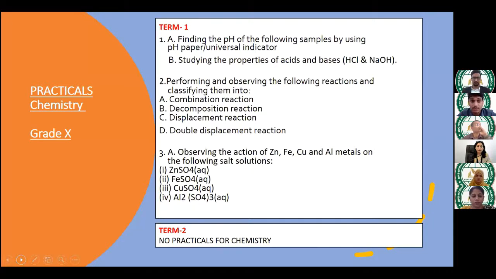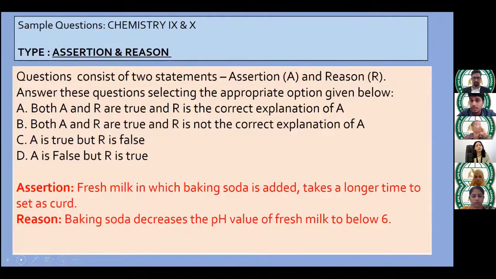One thing you also have to note over here is that in term 2, there will be no practicals for chemistry. So let's see the type of questions which are going to come in the exam.